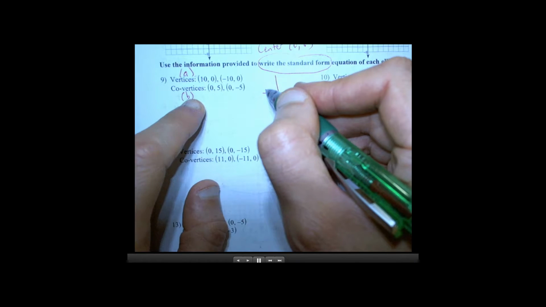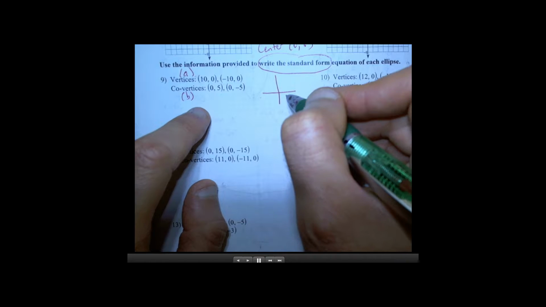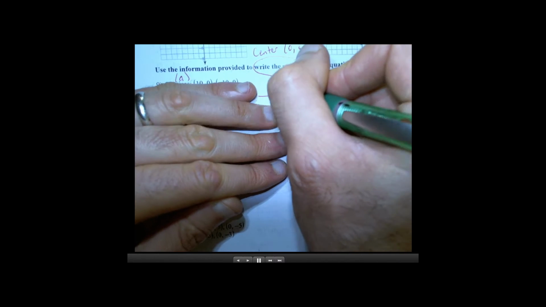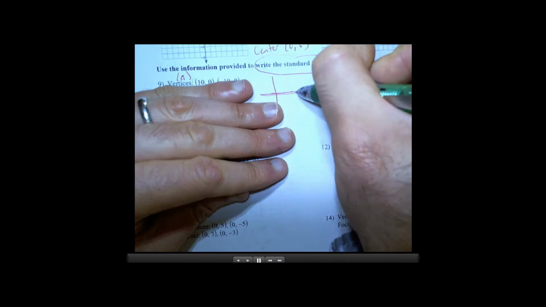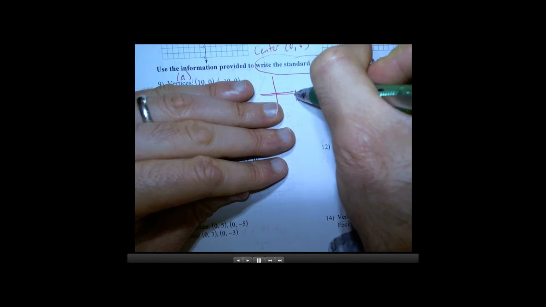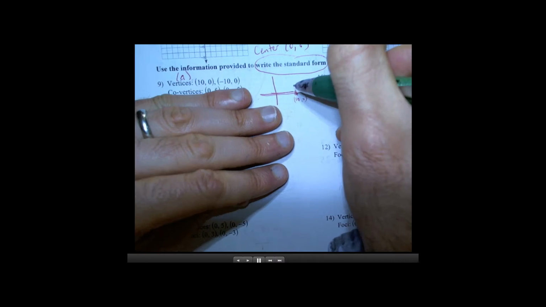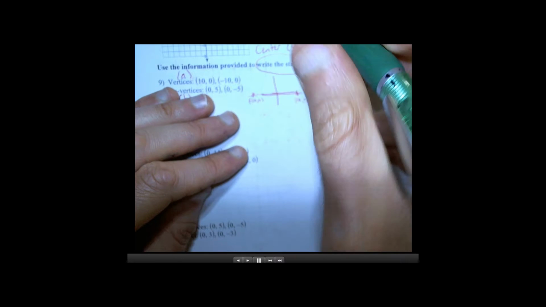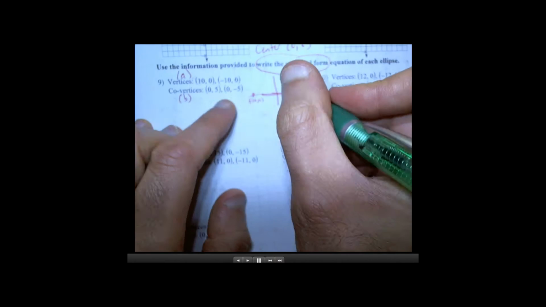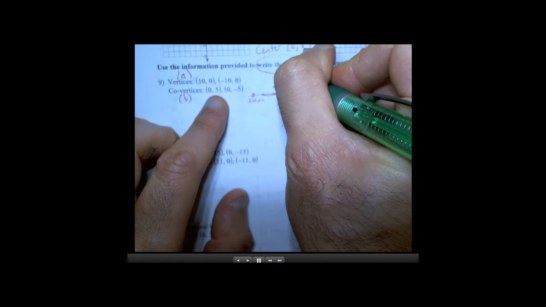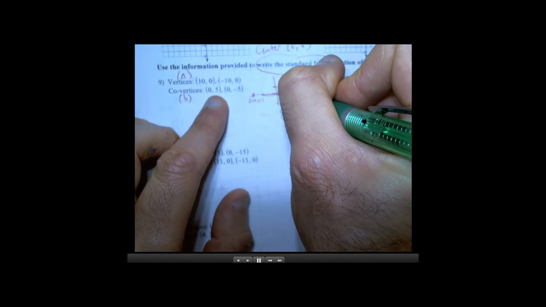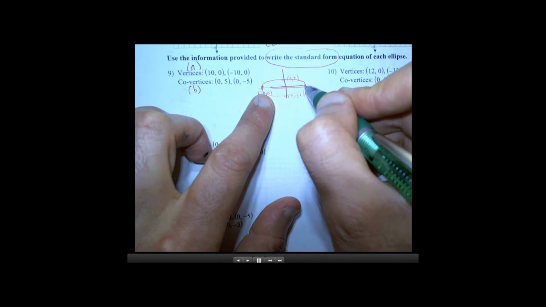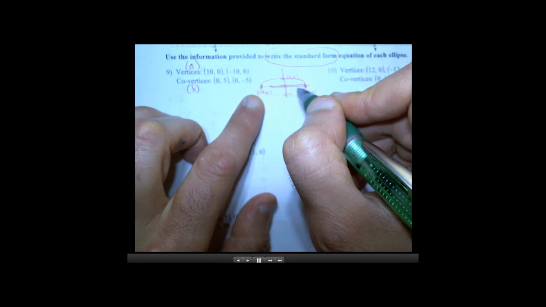Now let's think about the only other key information: who is the major axis? Look at this vertice. You can graph it if you want. You don't have to, but it kind of helps sometimes. You've got 10, 0, and negative 10, 0. So that'd be like over here. In fact, I usually don't graph it. But if you do, and this is 0, 5, 0, negative 5, you can see who is my major axis, X or Y? X.